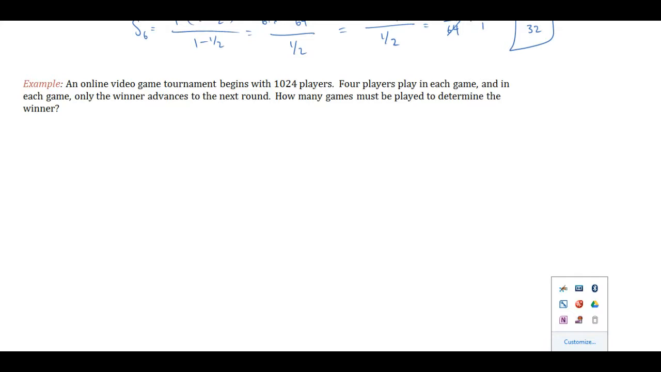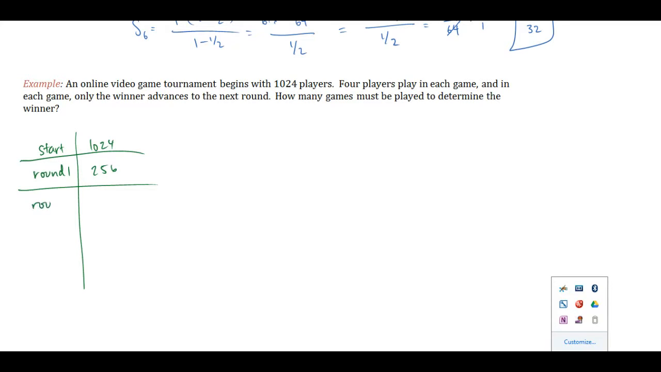Now, last but not least, let's talk about an online tournament that starts with 1,024 players. So at the start, we have 1,024 players. Then at the end of round one, they've all played, and 4 of them play and only 1 moves on. So out of all of that, if you divide 1,024, you get 256 players after you multiplied it by 1/4.